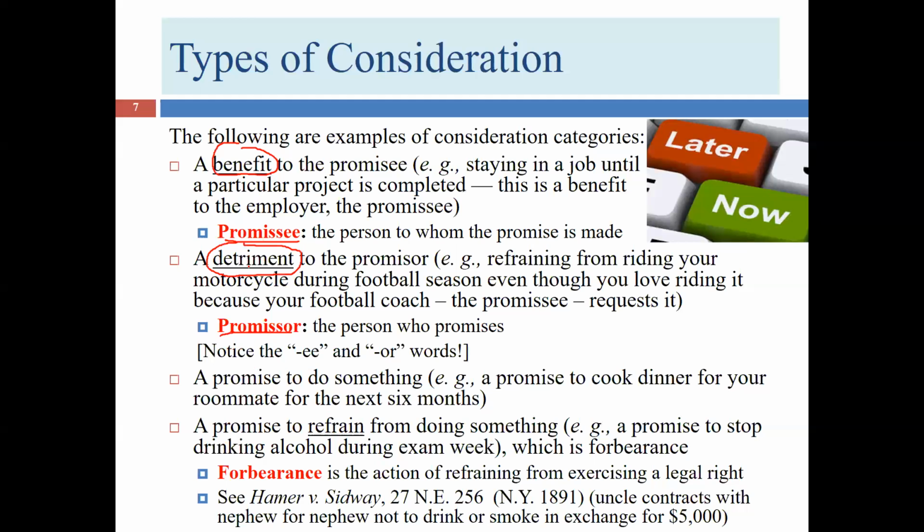We've talked about benefit versus detriment, but there's another way we can break this up, and that is into promises to do something and promises to refrain from doing something. This is called the act-omission distinction. It's an important one in the law. We're not going to spend too much time on it in this course, but it's a thing that you will hear legal professionals talk about pretty commonly.